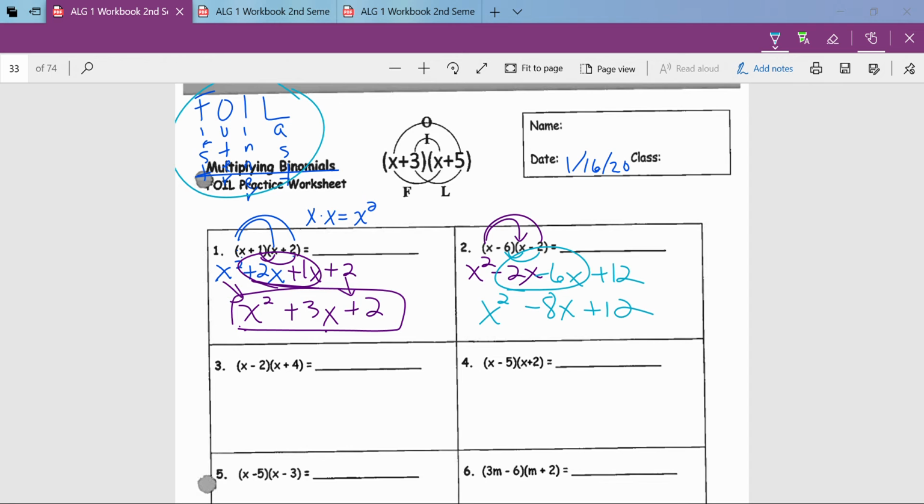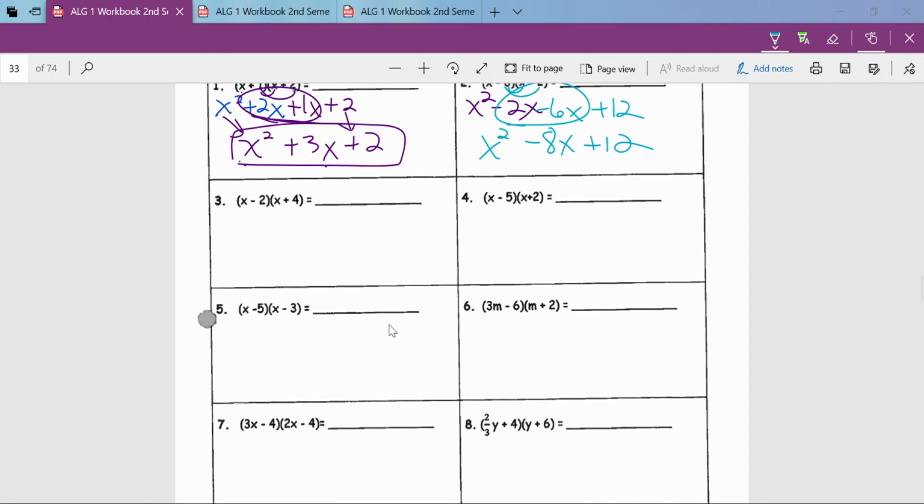Number 3. X times x is x squared, x times 4, positive 4x. Then negative 2 times x is negative 2x, negative 2 times 8, negative 8. In the middle, we end up with a positive and a negative. Since they're different signs, you subtract. Really, you just see it, it's 4 minus 2. It's a positive 2x.